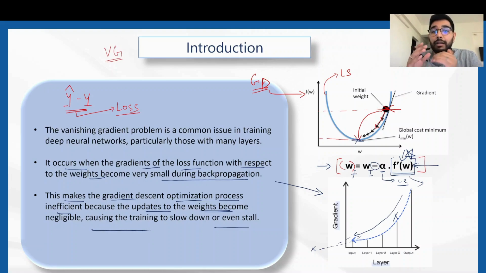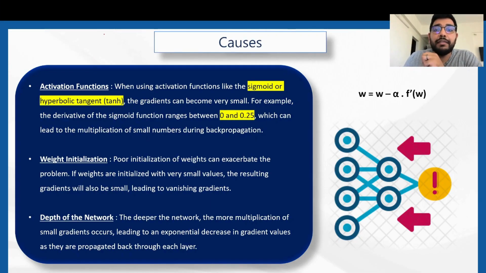That is, the loss would not go down as much as you wanted, and it might stall the training process as well. This is the problem of vanishing gradient. Now let's discuss a few causes of vanishing gradient.